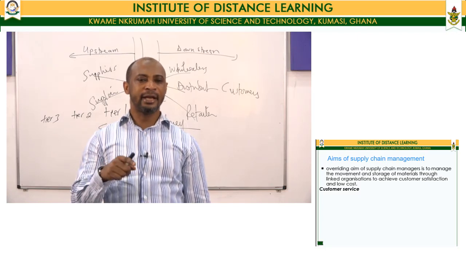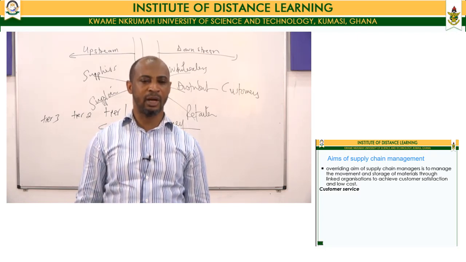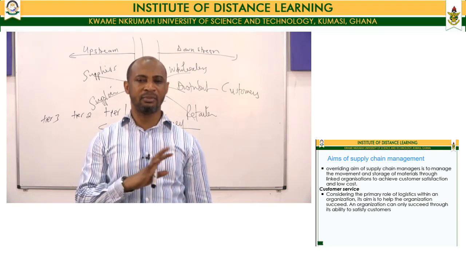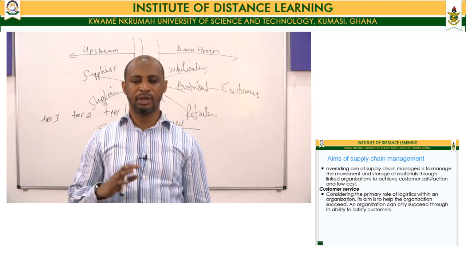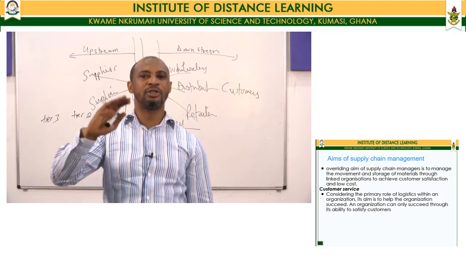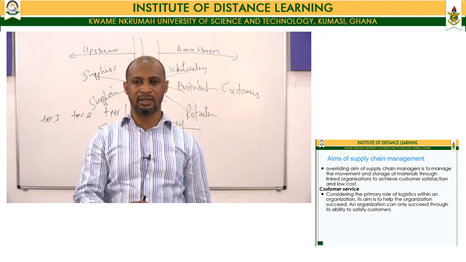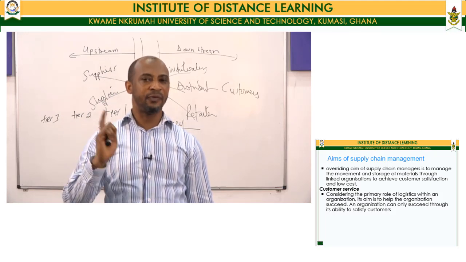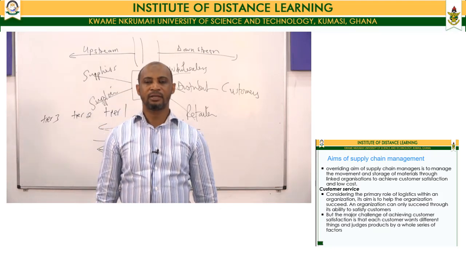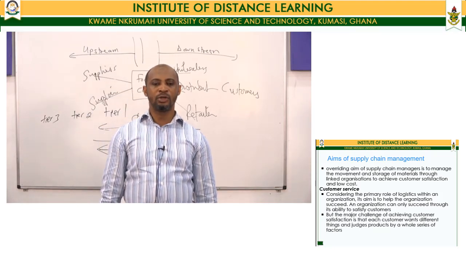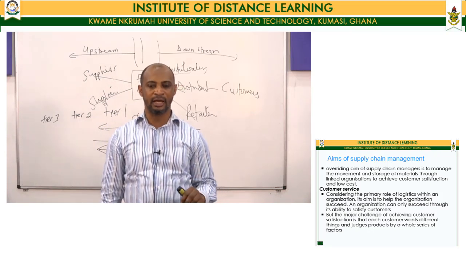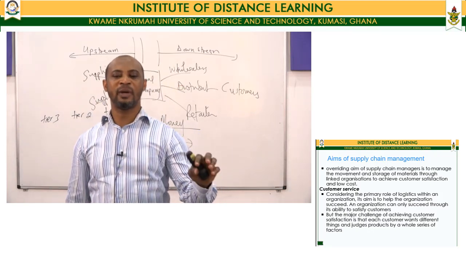So inherent in this aim of the supply chain is customer service, which is considered as the primary role of the logistics within an organization. So anytime an organization succeeds, it is because the customers are satisfied. When an organization fails, it is because the customers are unhappy. But it is important to note that a major challenge of achieving customer satisfaction is that each customer expects something different.